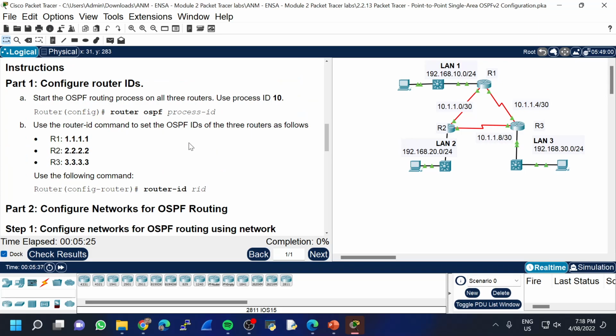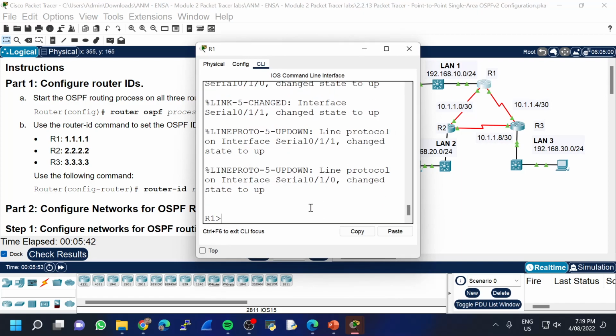So let's get started. Part 1, configure the router IDs. How do we do that? Initiating the router OSPF process, and then typing in router-id. So we get started with router 1. Let's smash it out. What do I need to do? What's the name of this mode?